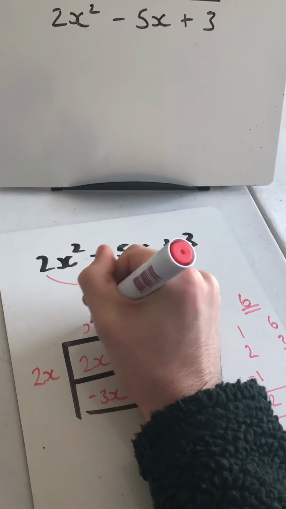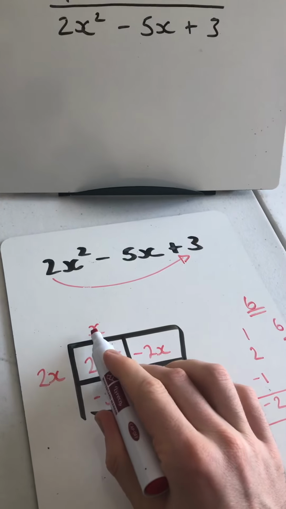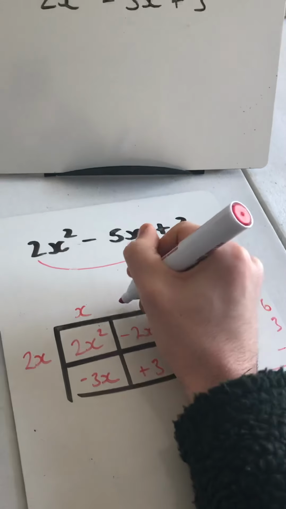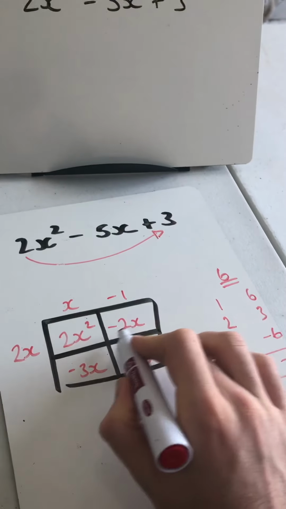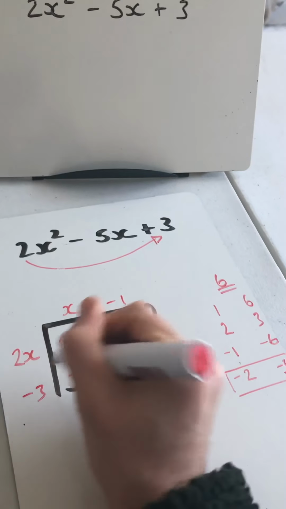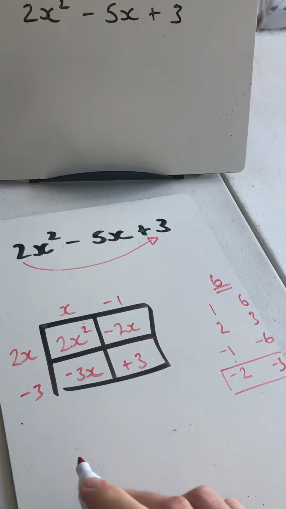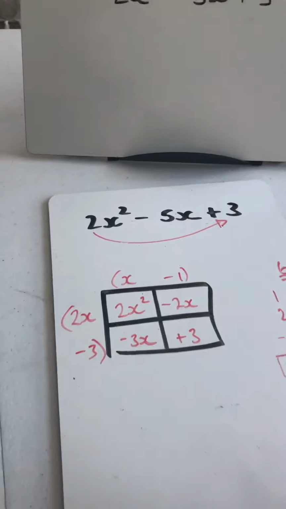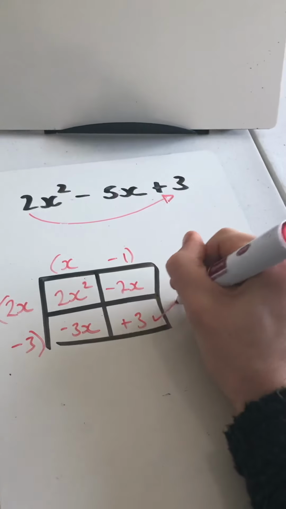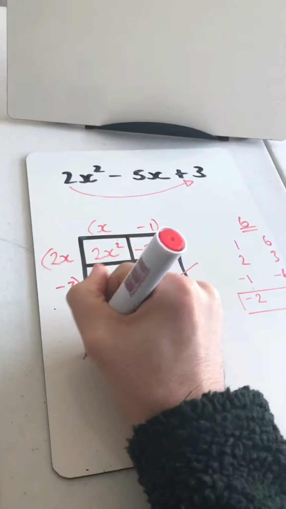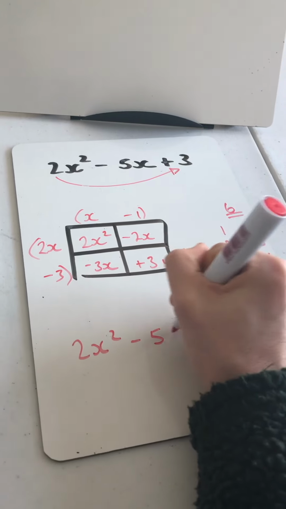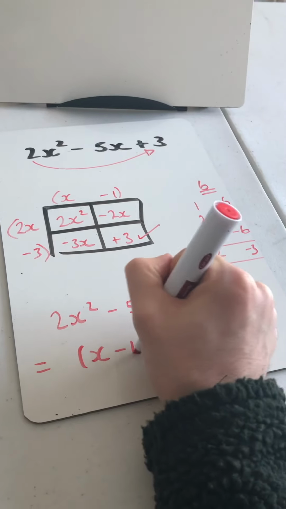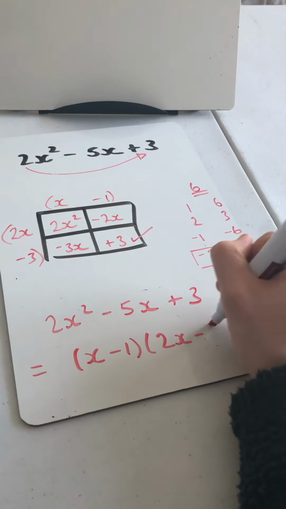which means that this has to be an x up here in order for 2x times x to get you 2x squared. This means that this over here must be a negative 1, because 2x times negative 1 is negative 2x, and down here will be a negative 3, because negative 3 times x gets you negative 3x. Okay, so this becomes our brackets. Do a quick check. Does negative 3 times negative 1 get you positive 3? Yes, it does. So the quadratic we started with was this one. And we've just shown that that factorises to x minus 1, 2x minus 3.